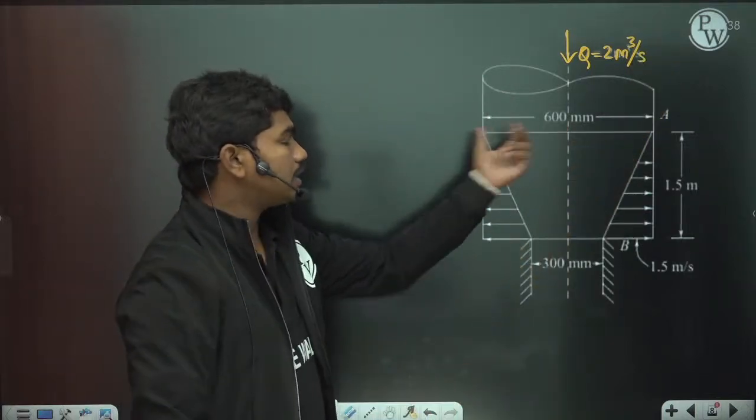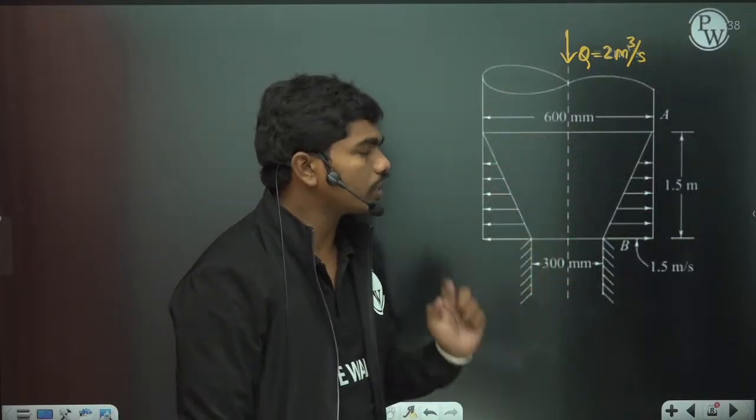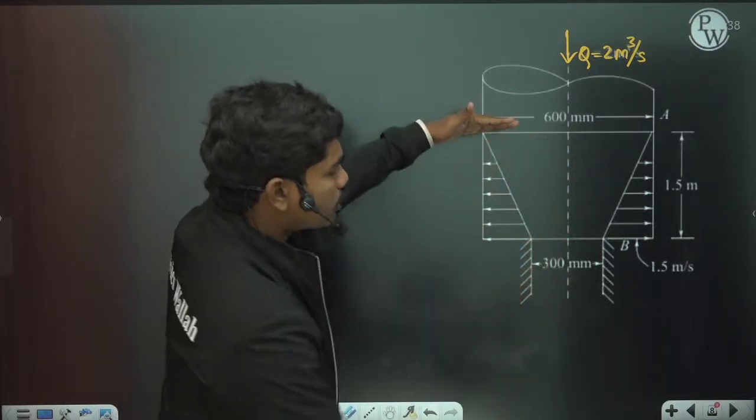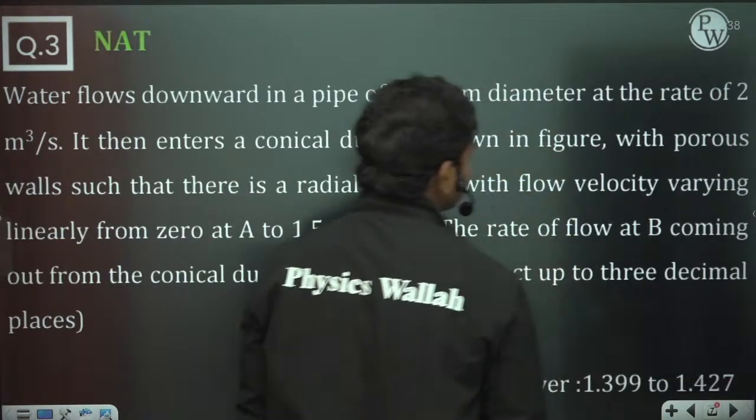Now this is a 600 mm diameter, and this is a conical frustum kind of thing, and here it is 300 mm. The height of the cone is 1.5 meters. So now let us try to understand this.